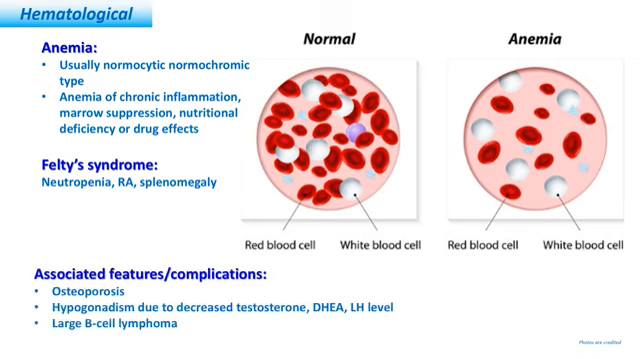Associated features or complications of rheumatoid arthritis: first thing is osteoporosis, maybe due to the disease process itself or maybe due to drug effect, most likely steroid. Hypogonadism due to decreased testosterone, DHEA or LH level. Large B-cell lymphoma is a complication.